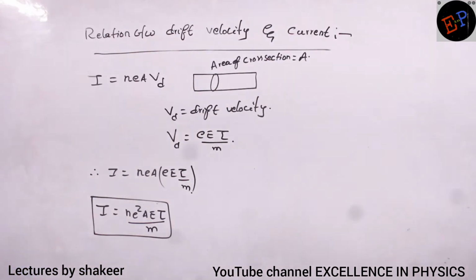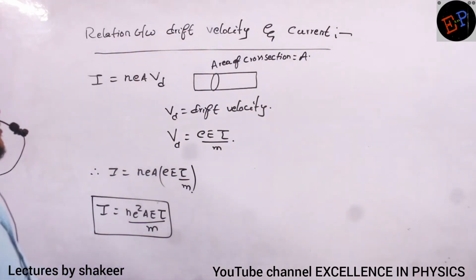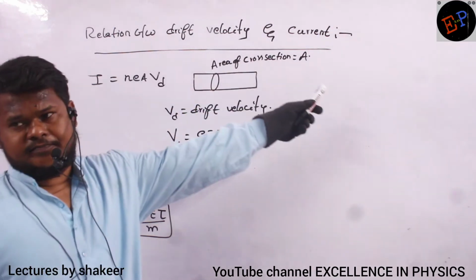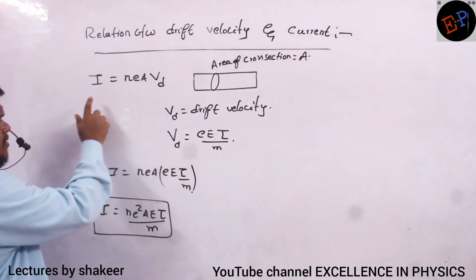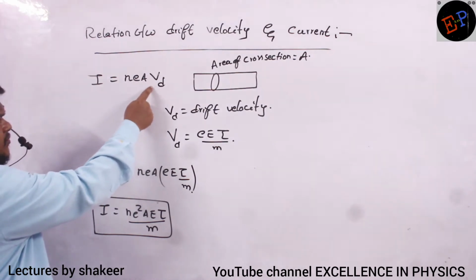So this is an important relation. Relation between drift velocity and current. Okay? So the relation between drift velocity and current is this: I = nAeVd.